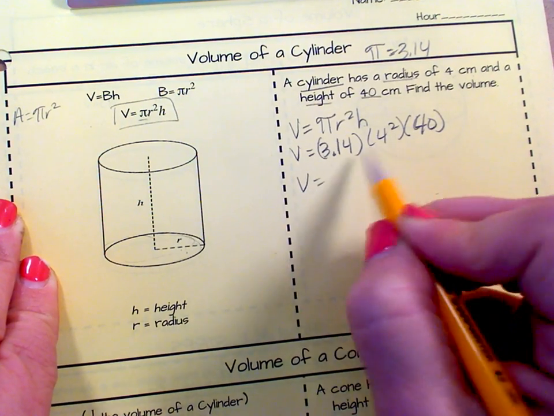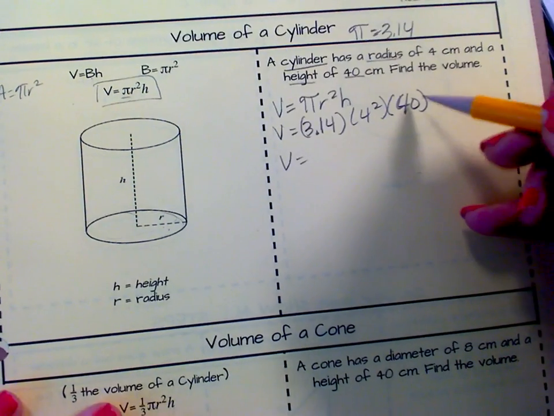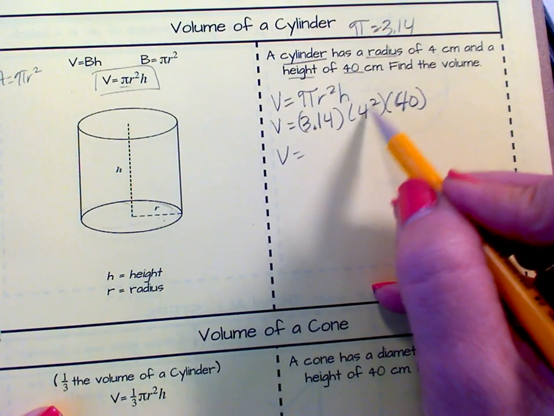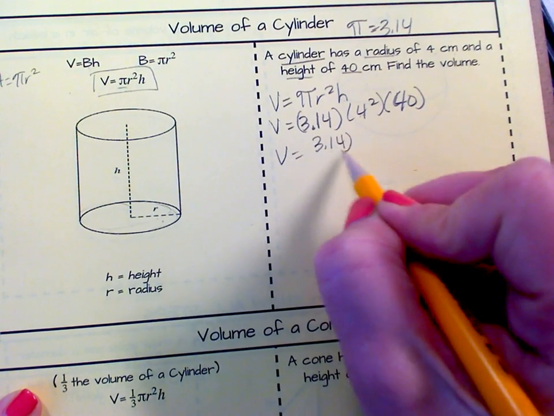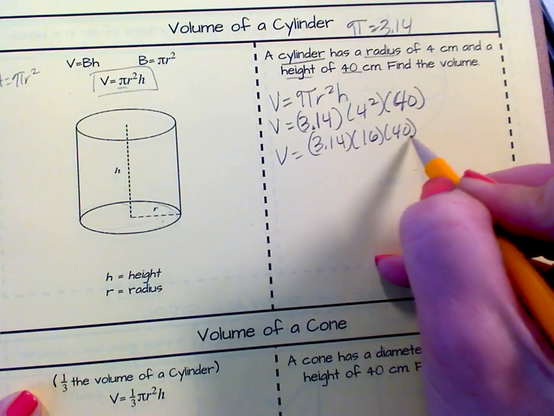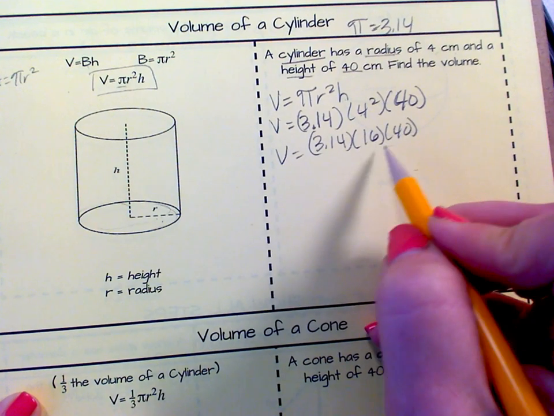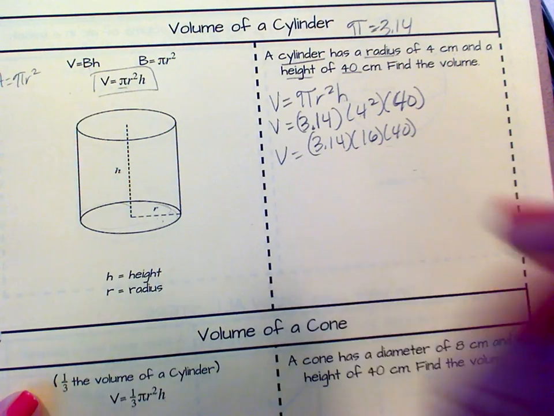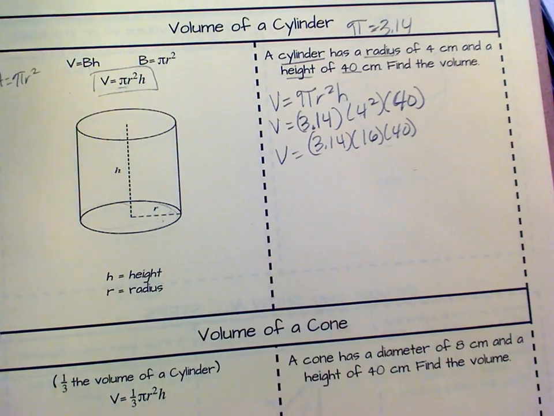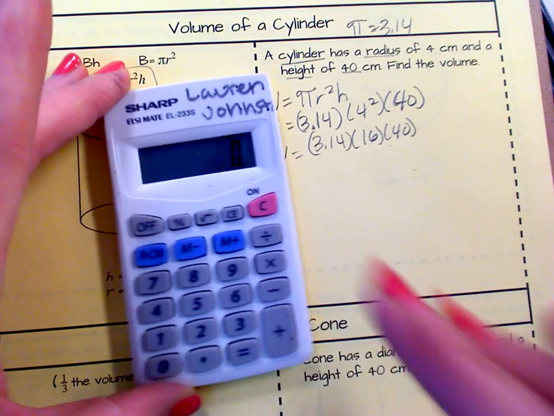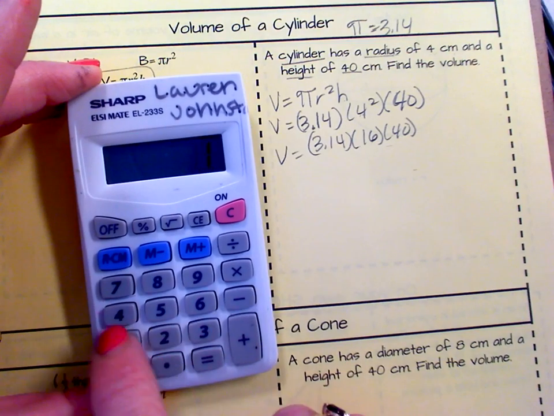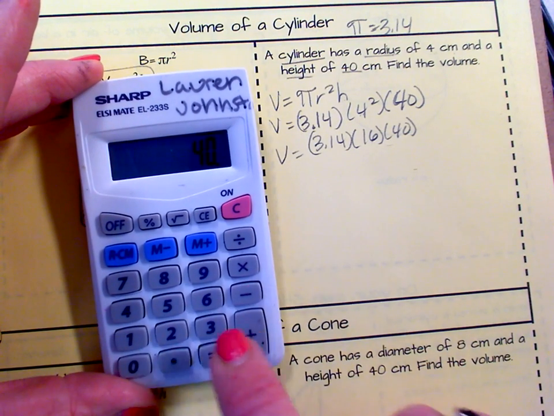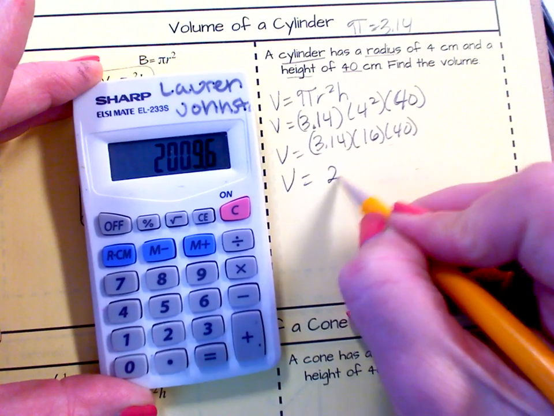This is exactly what I want to see. You have to keep your work very straight, very easy to follow, and you won't make mistakes. You want to make sure you square this 4 first. Be careful. When you square 4, it's 16, not 8. Again, I have not even touched a calculator. If it's a number that you need help squaring with a calculator, that's fine. But notice I have all my numbers right here. Now you can grab your calculator, and this is all multiplication. So 3.14 times 16 times 40 equals my volume of that shape.